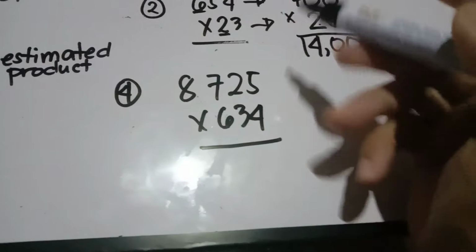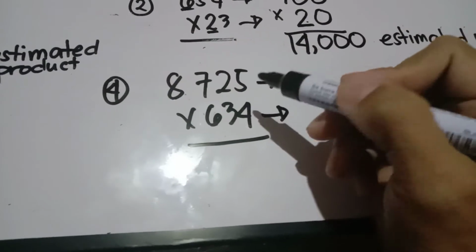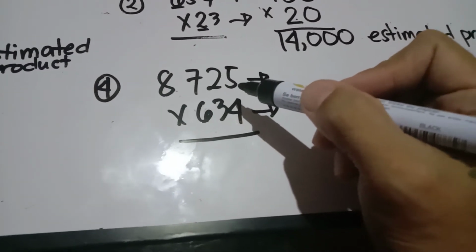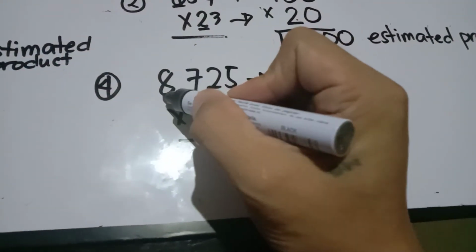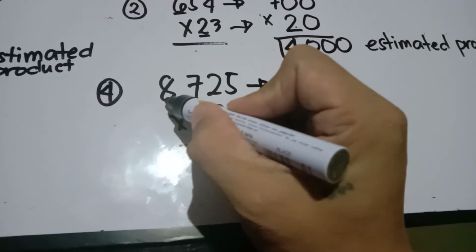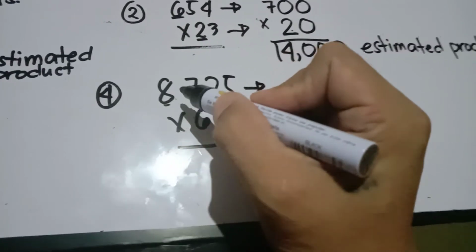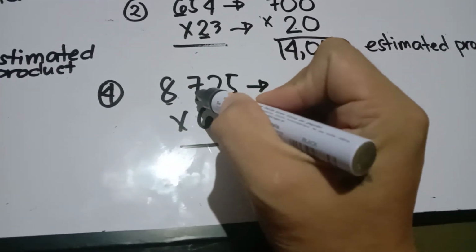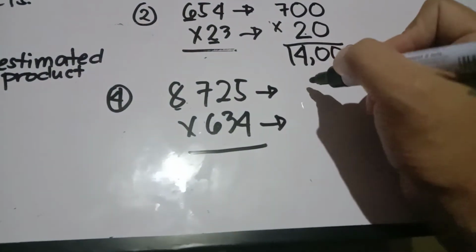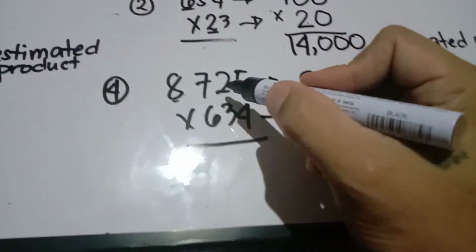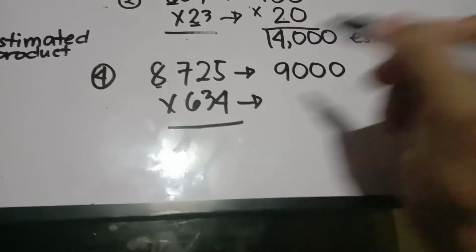So first step, we are going to round the two numbers or the two factors to the highest place value. I-round up natin yung digit na nasa leftmost. Leftmost is 8. Ito yung may highest place value kasi this is in thousands place. The next digit at the right is 7. So add 1 tayo sa 8. So 8 plus 1 is equal to 9. 7, 2 and 5 ay magiging 0.